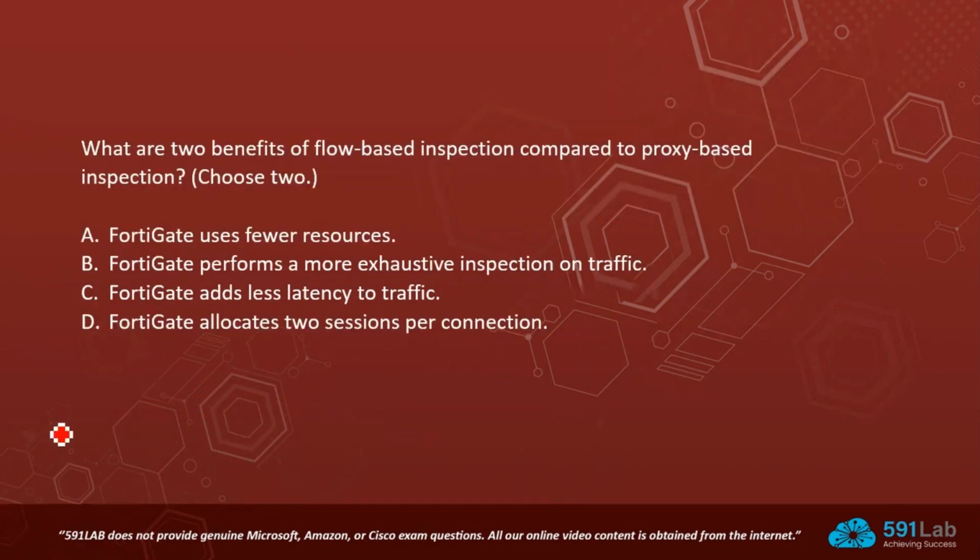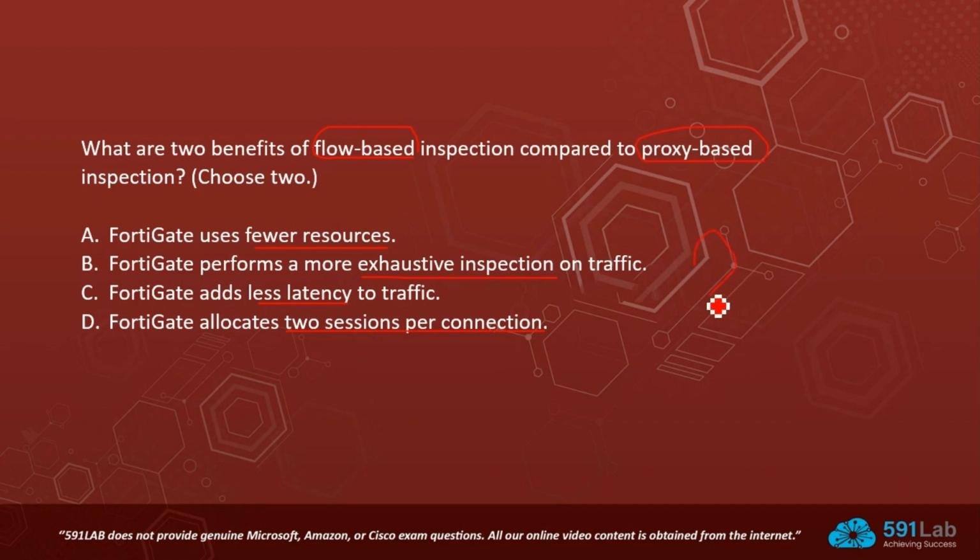Okay, let's go to the next question. What are two benefits of flow-based inspection compared to the proxy-based inspection? Choose two. The answers are: answer A, FortiGate uses fewer resources. Answer B, FortiGate performs a more exhaustive inspection on traffic. Answer C, FortiGate adds less latency to traffic. Answer D, FortiGate allocates 2 sessions per connection.